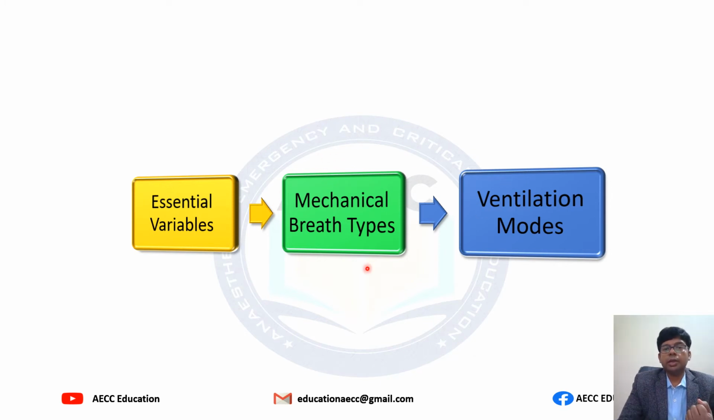So for understanding how a breath is delivered, we have to learn the 5 essential variables. These essential variables serve as the foundation of mechanical breath. While mechanical breaths are the foundation of ventilation modes, the essential variables are directly related to the major ventilator control parameters. They belong to the core of intermittent positive pressure ventilation regardless of the ventilator models and brands.